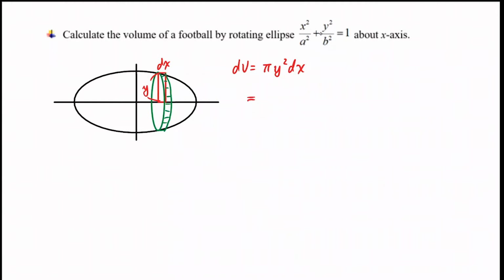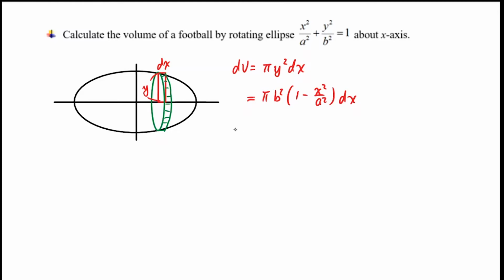Well, we have to get it from here. Would that be too much algebra if I just write it down? Would that be pi and b squared and 1 minus x squared over a squared? Too much algebra? You want me to show you how that is done? Or can you do it? 1 minus x squared over a squared and multiply b squared, eh?